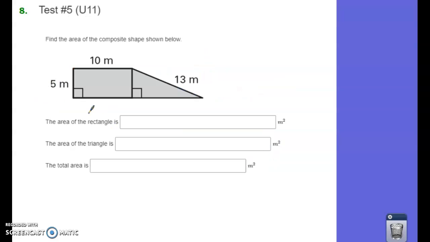Number 8, the area of the rectangle is just 10 times 5, so that is 50. The area of the triangle, you are going to have to find using the Pythagorean theorem. Let me write the formula first. A squared plus B squared equals C squared. Plug in 13 for C. For A, I'll put in 5, because you can put 5 in for A or for B.